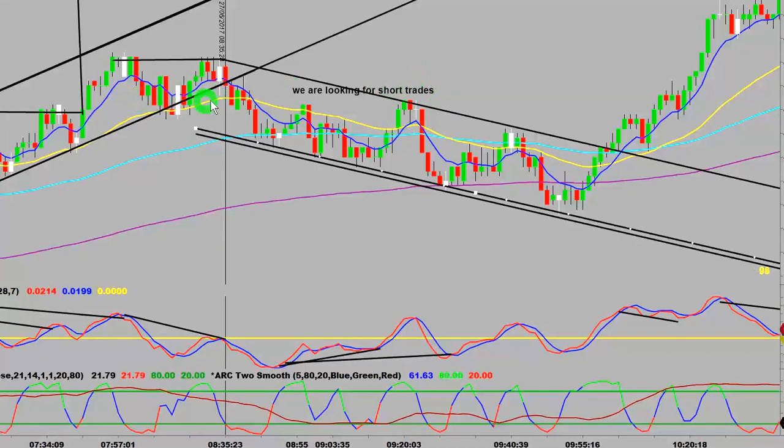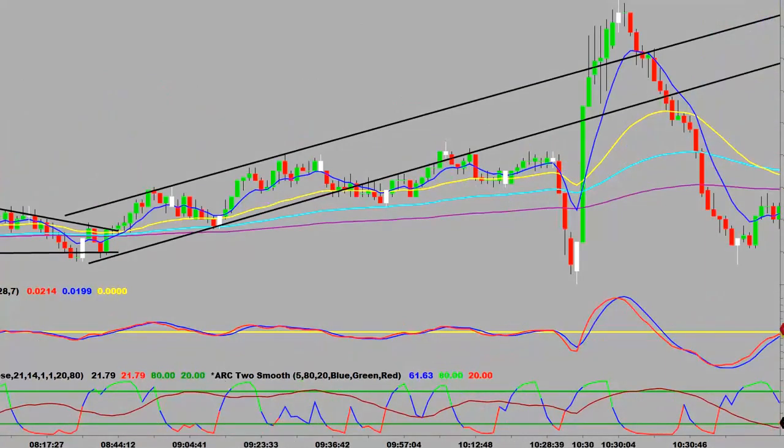Let me show you some more examples. Now this is an interesting one from last week. We had an inventory report on Wednesday mornings at 10:30. So we can see I've drawn a channel. We actually had a wedge formation here. We had a breakout. We exit the market. We're out of the market at least 15 minutes before we have the inventory report.